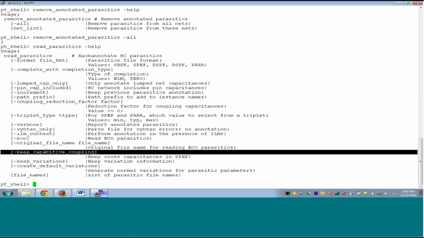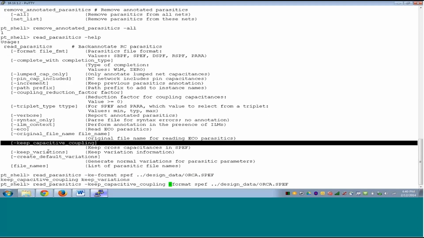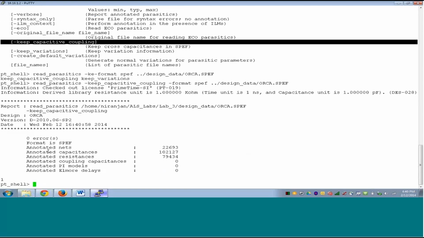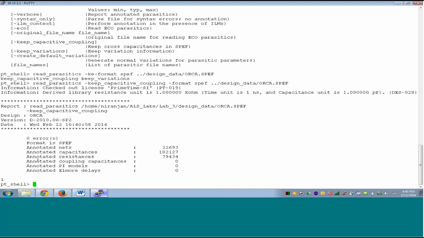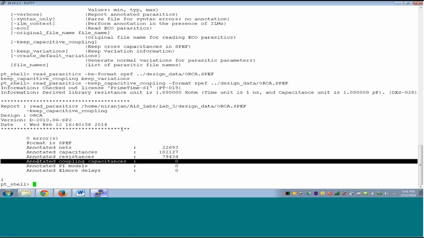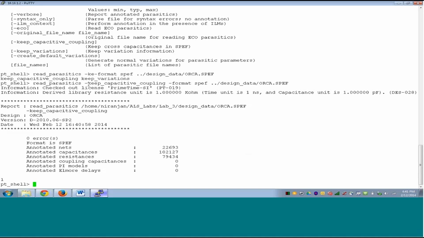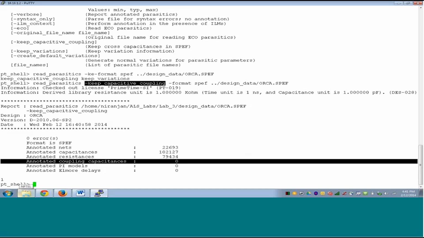And this is important: keep capacitive coupling. Let's try out keep capacitive coupling. If the SPEF has capacitive coupling and you want to do signal integrity noise analysis, then you have to turn this option on. Let's see if it gives something. Okay, it tells us that annotated coupling capacitance is 0. That means although we gave keep capacitive coupling, annotated coupling capacitance is 0. That means it does not have any coupling data, and we will not be able to do noise analysis on this circuit.